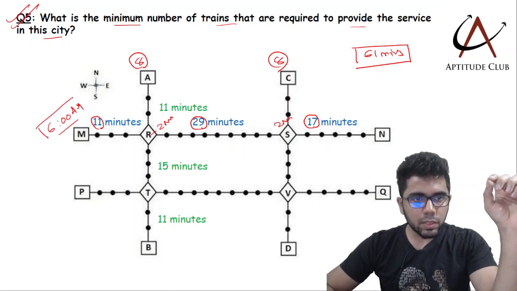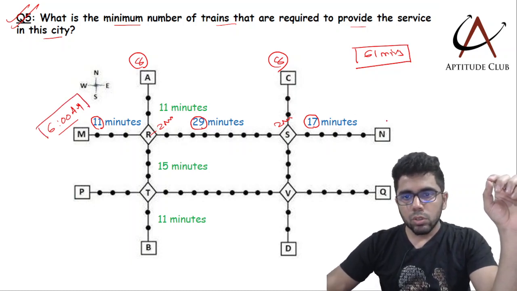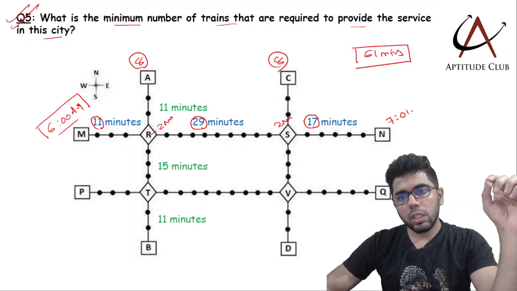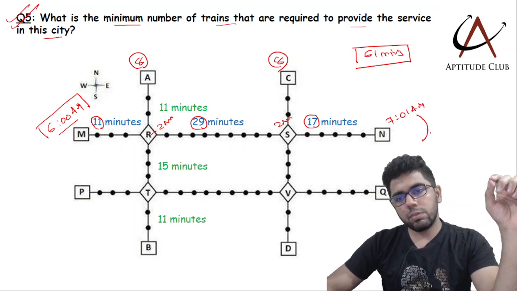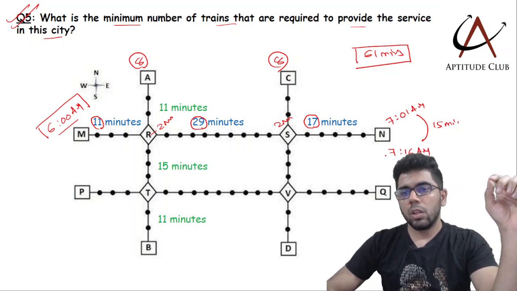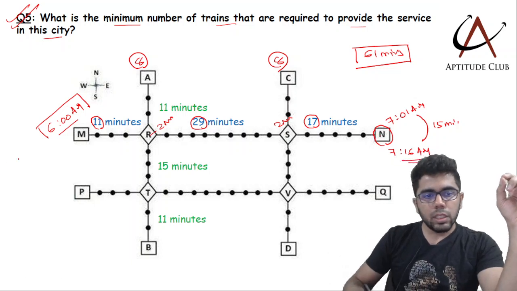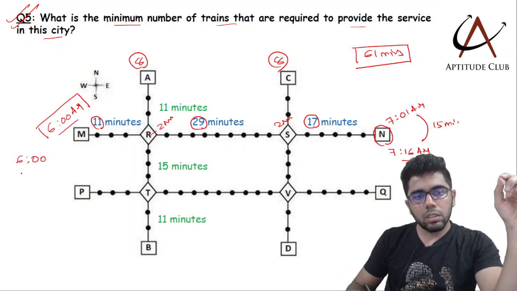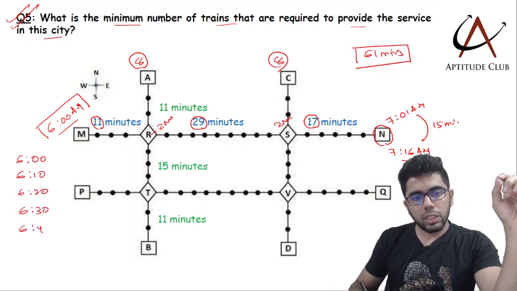So if this train is leaving at 6 a.m., it reaches here at 7:01 a.m. and it has to wait for 15 minutes. So it is ready to leave at 7:16 a.m. So how many trains do I need here until 7:16? I would need a train at 6 o'clock at terminal N, then 6:10, 6:20, 6:30, because every 10 minutes there should be a train.